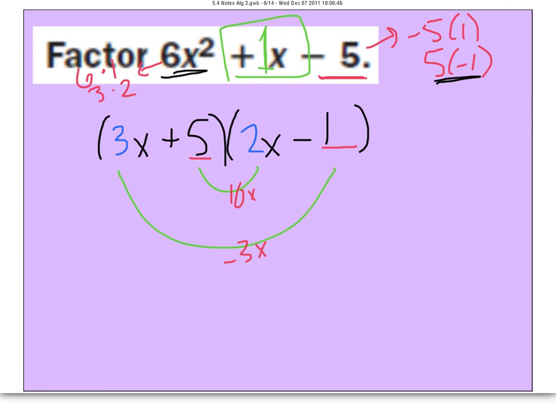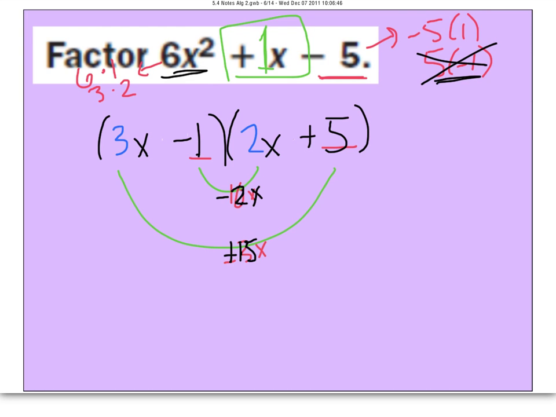Maybe I should switch the order. Maybe it's -1 and +5. Let's just try that. That would get me a -2x and a +15x, which would add to 13x, and that's too big. So I know it's not that combination.